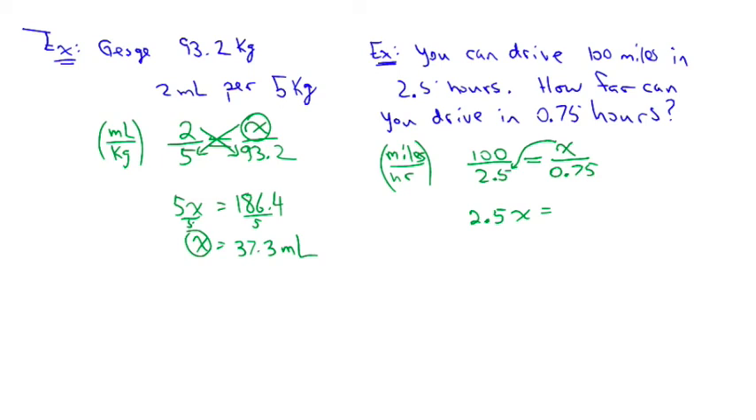Keep going. What's 0.75 times 100? 75. And then divide both sides by? 2.5. Don't ever divide by the variable. Why should you never divide by a variable?